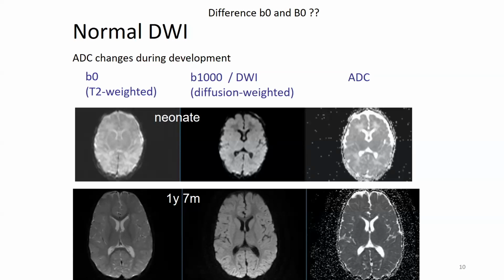So the small b0 stands for the strength of the gradients, which is absent then, because it's b0. And the capital B0 means the external field strength.